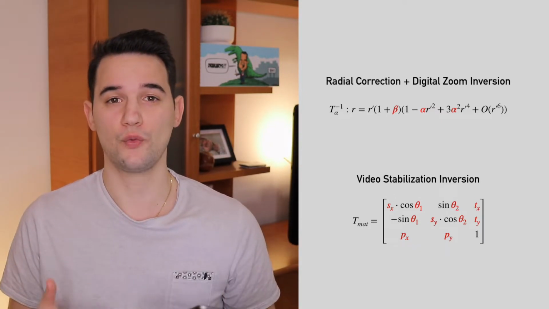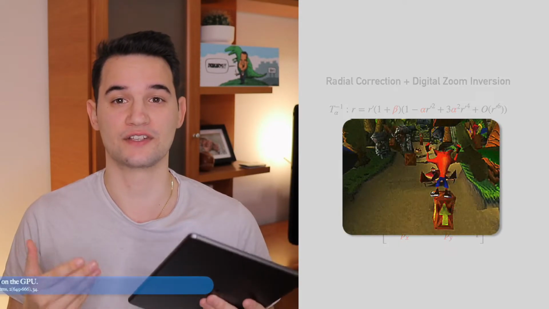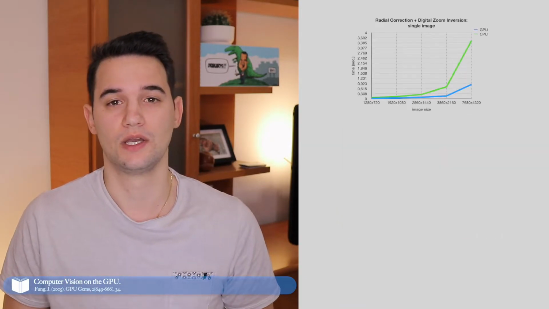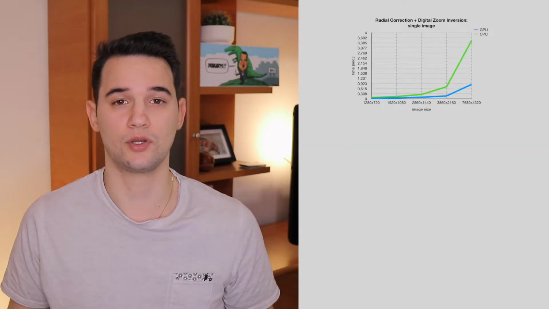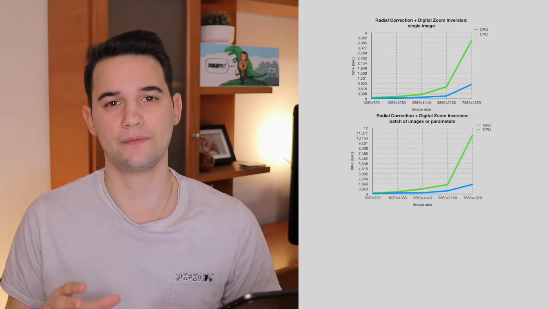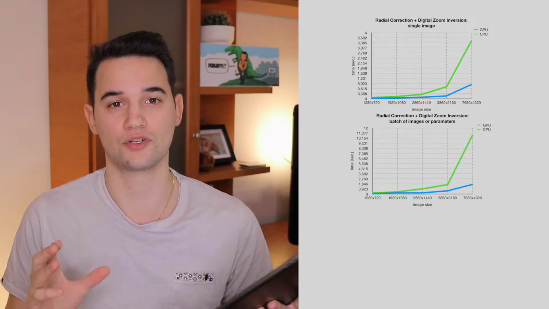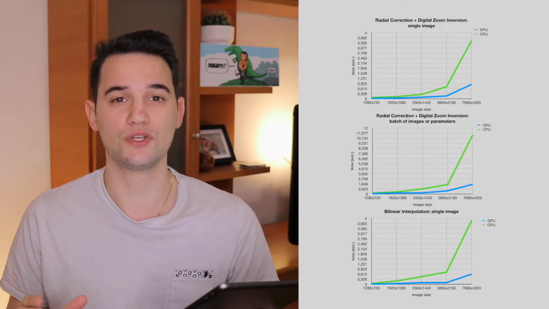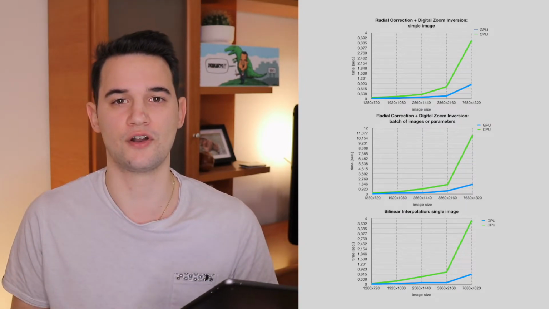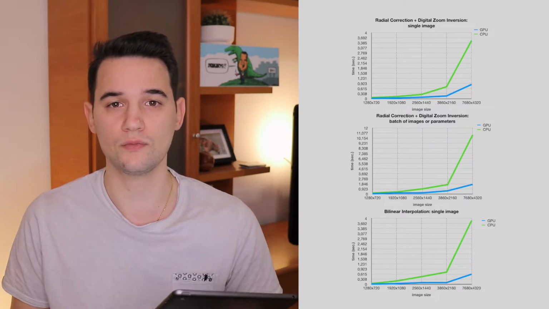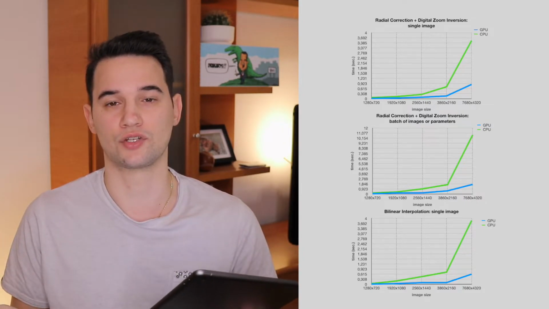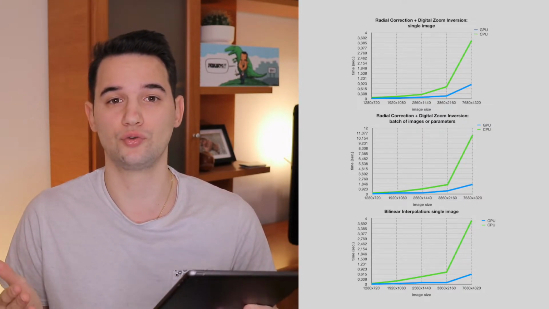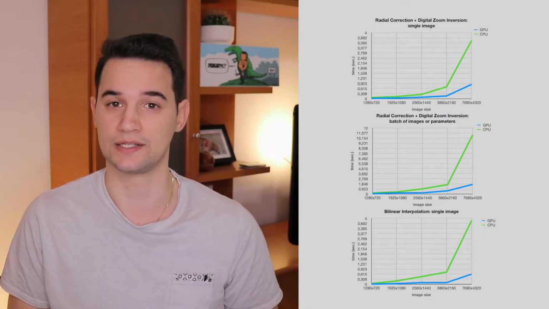Fortunately, since GPUs were first applied to computer graphics tasks, we know that they are actually pretty good at inverting this type of spatial transformation, or applying them. Indeed, as we show in this example, in which we compare the time consumed by the same TensorFlow implementation run first on the CPU and then on the GPU, the GPU is way faster in inverting radial correction and digital zoom, or applying bilinear transformation, both on batch and single image, due to its parallelization capabilities.